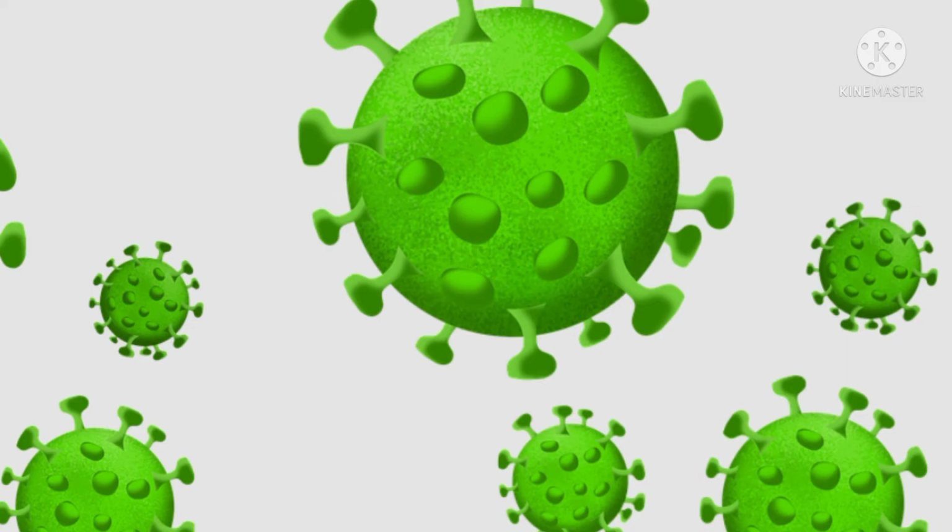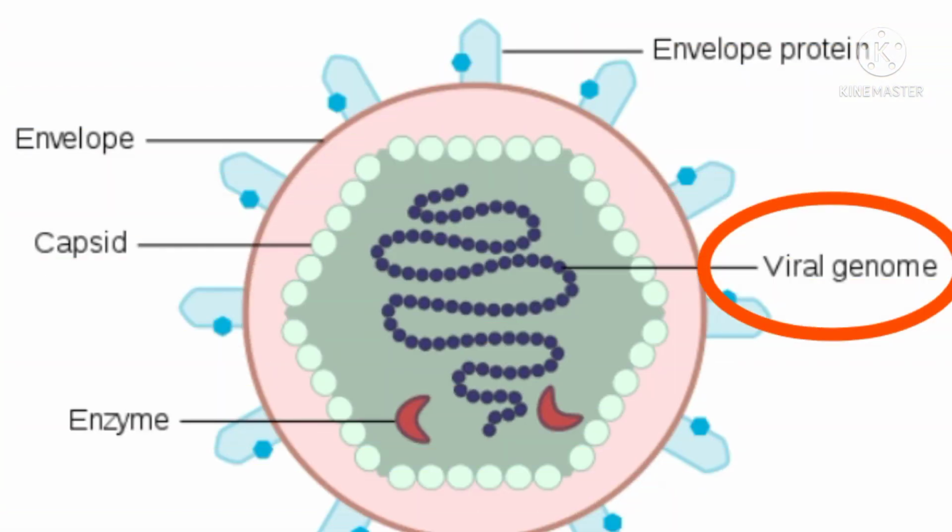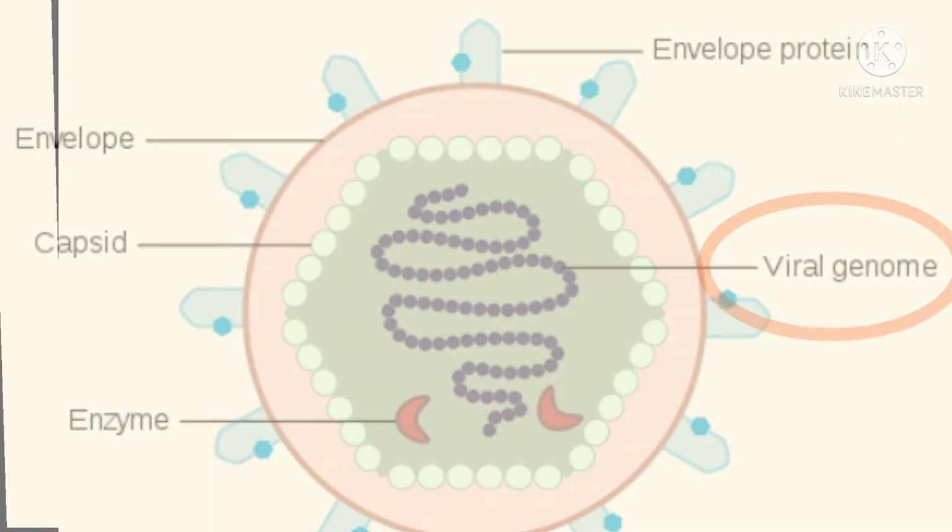Apart from prokaryotes and eukaryotes, viruses also contain genetic material. Let's see the location of viral genetic material. Most viruses have either RNA or DNA as their genetic material, which is enclosed within a protein coat or capsid.